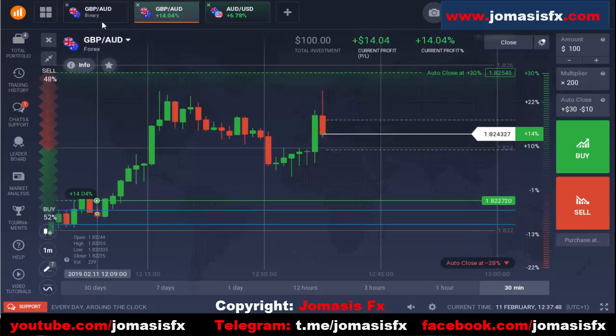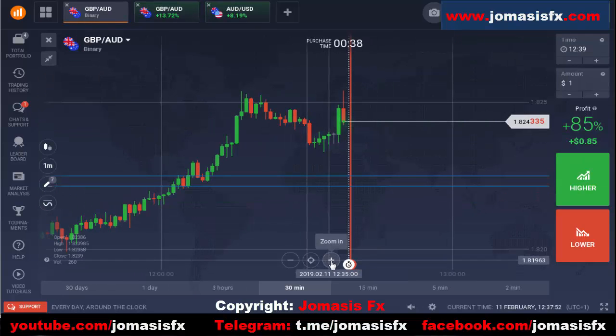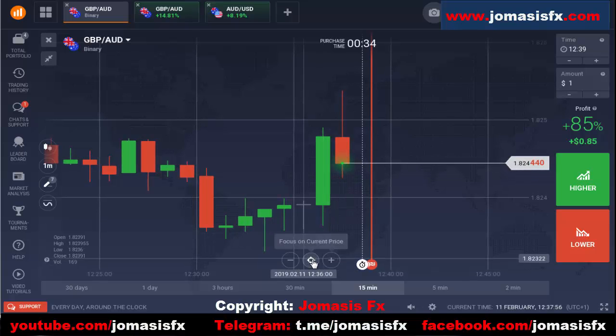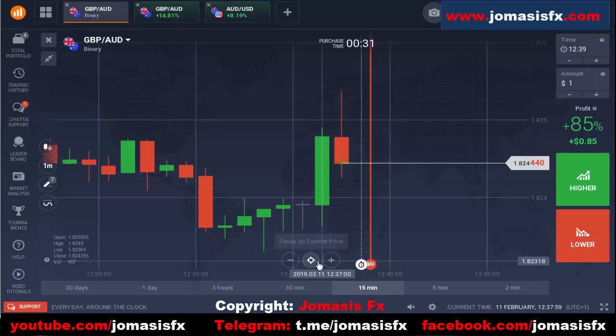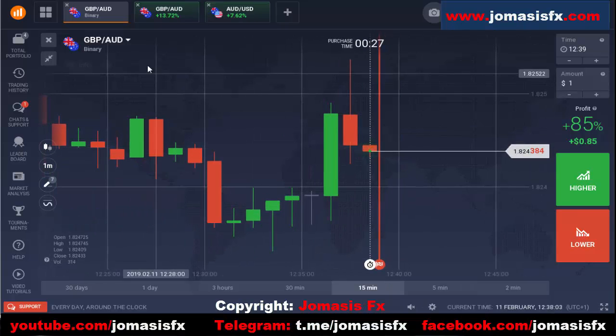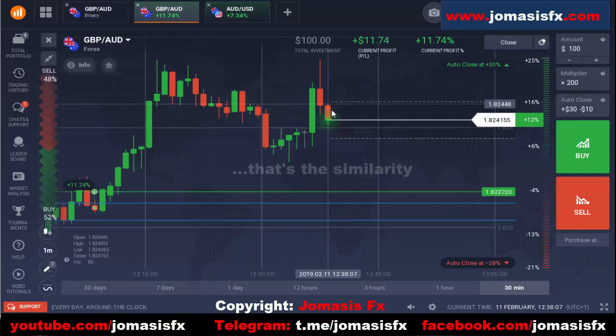Let me zoom in. Sorry, I'm using my inbuilt mouse because I'm having issues with my external mouse. Now, as you can see, if you look at these binary options here, and then go to forex here, they have the same candle formations.